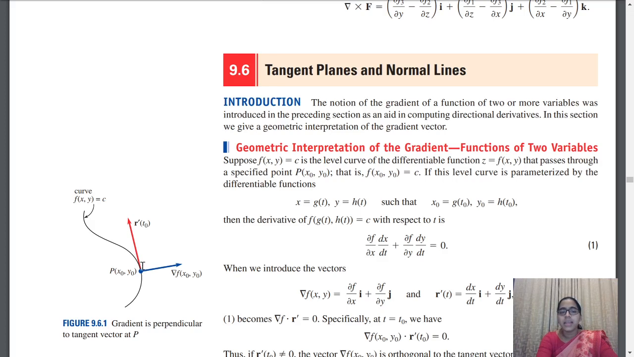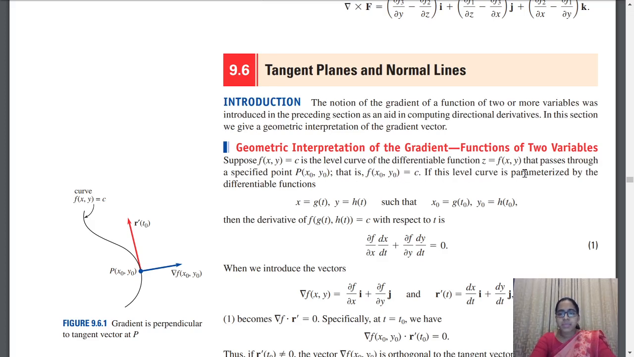Then the gradient of f will be normal, or perpendicular, to this tangent vector. So this is what we just did. I'm just reading it out. Suppose f(x, y) = c is a level curve of the differentiable function z = f(x, y) that passes through a particular point P(x₀, y₀). Okay, this level curve passes through this point. So this implies f(x₀, y₀) must be equal to c.